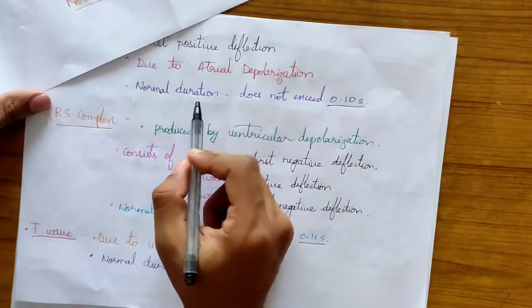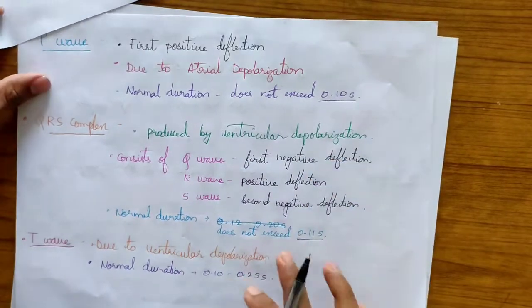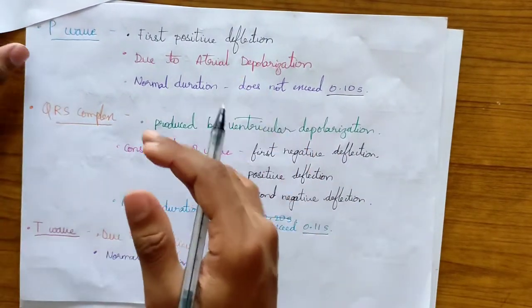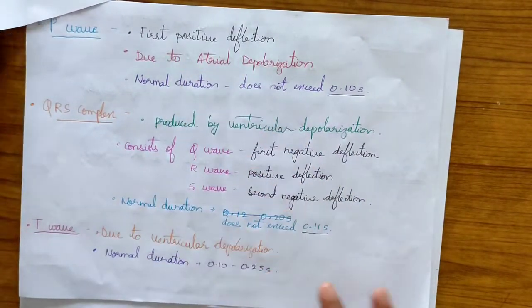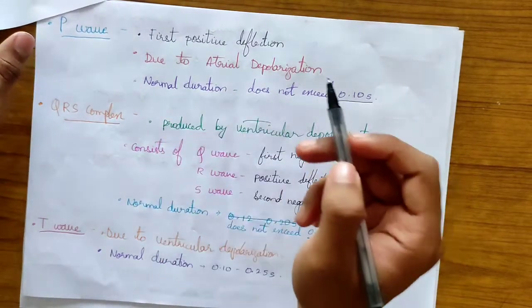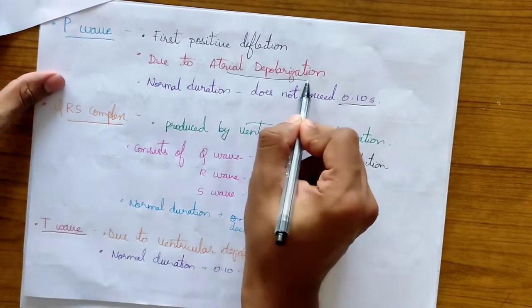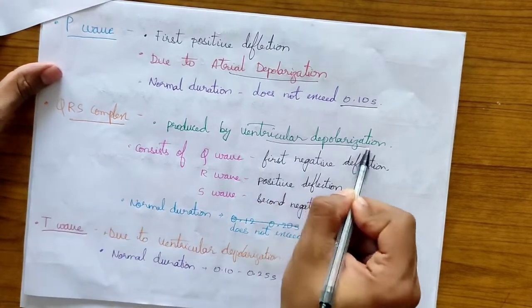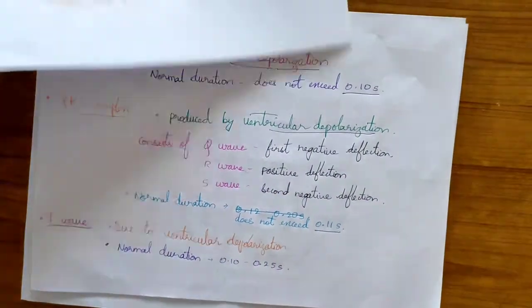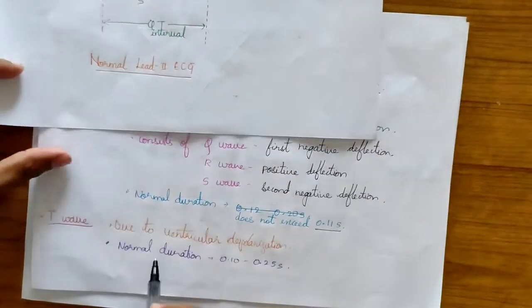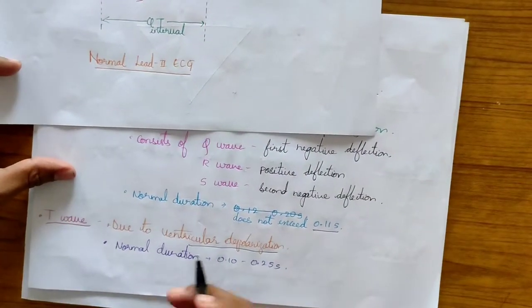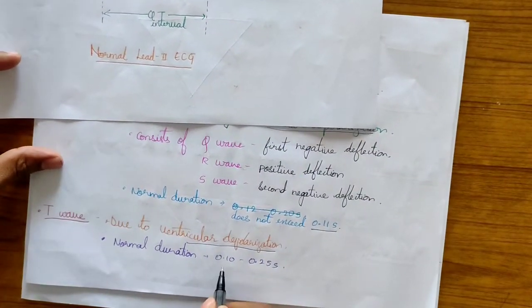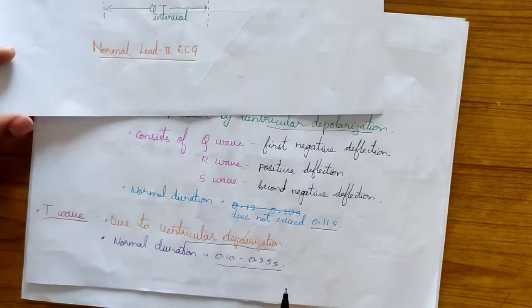You need to remember the normal duration of the P wave, QRS complex and such segments or intervals which I will be talking about here, and also why each is caused. The P wave is caused by atrial depolarization, and the QRS wave is caused by ventricular depolarization. Next comes the T wave. This is due to ventricular repolarization. Its normal duration is 0.10 to 0.25 seconds.